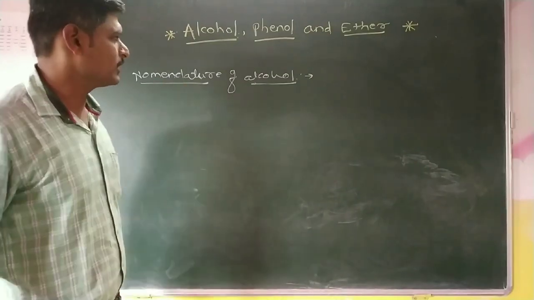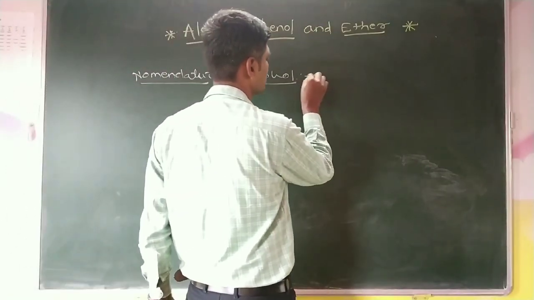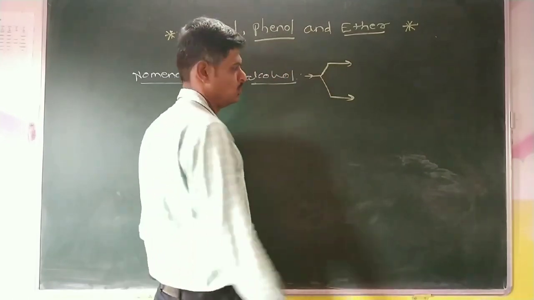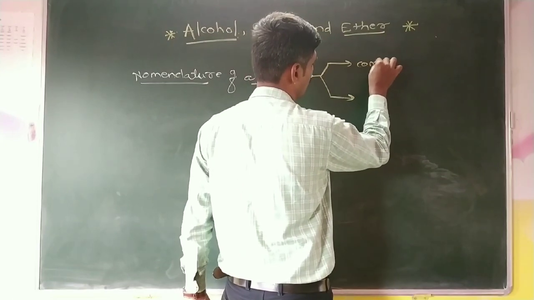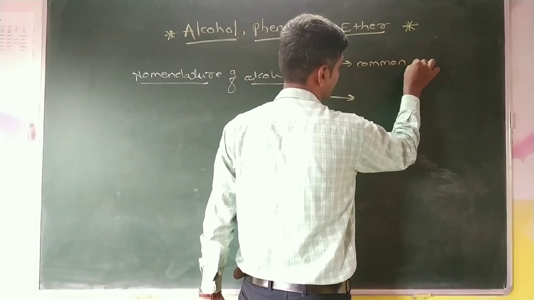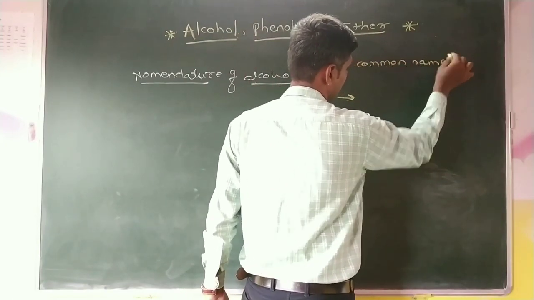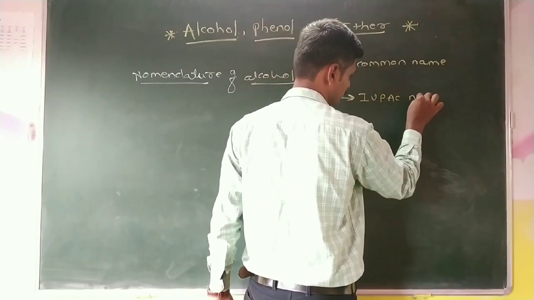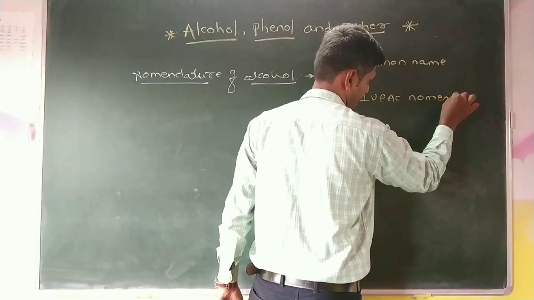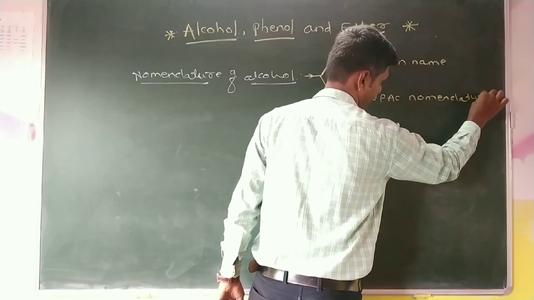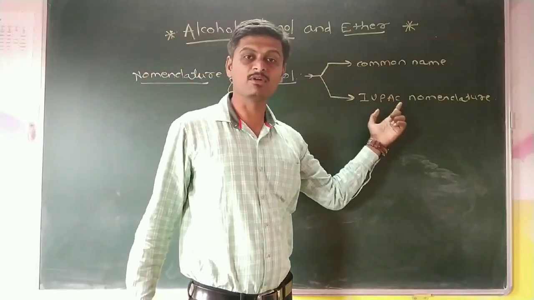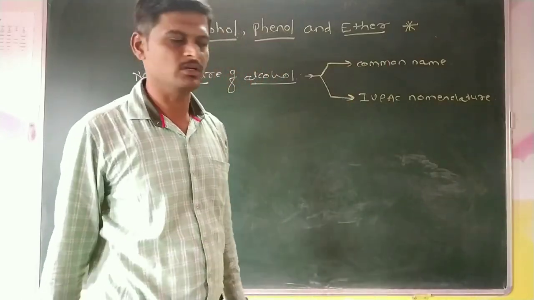The nomenclature of alcohol is of two types. What is it? Common name system. Another one is IUPAC nomenclature. Okay, first one is the common name, second one is the IUPAC nomenclature.